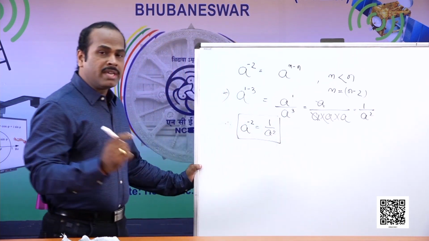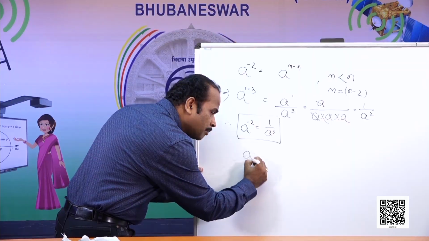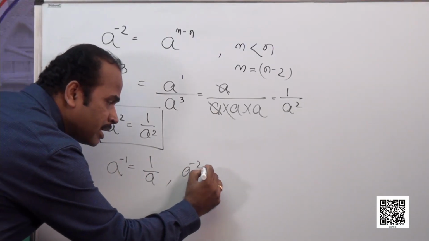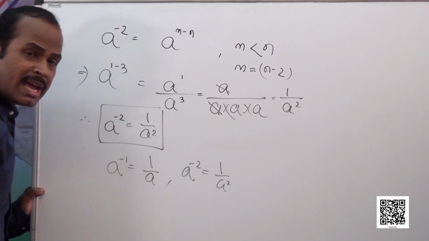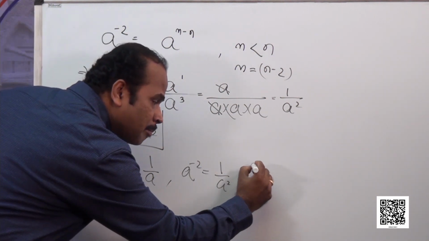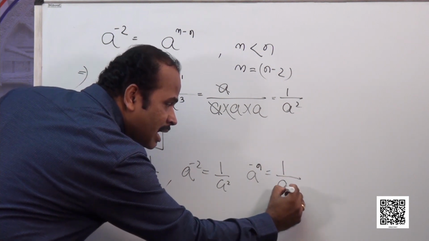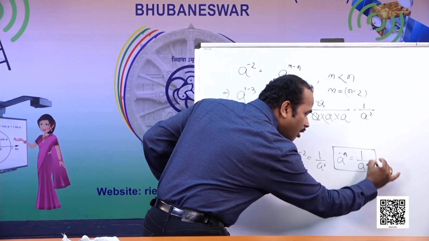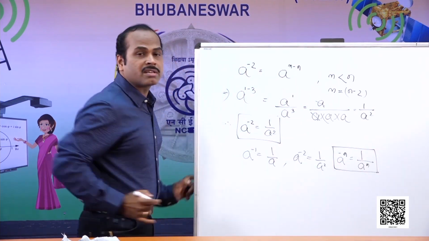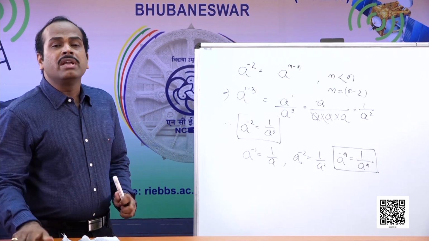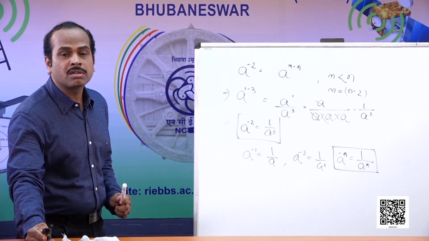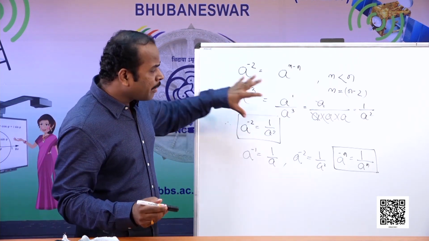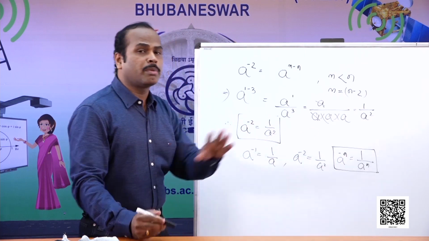So here I got to know that a to the power minus 1 is equal to 1 by a and a to the power minus 2 equal to 1 by a square. Similarly, I can write a to the power minus n equal to 1 by a to the power n. So this is the generalization I can draw from these laws of exponents. In this way we have expressed a to the power minus n equal to 1 by a to the power n.